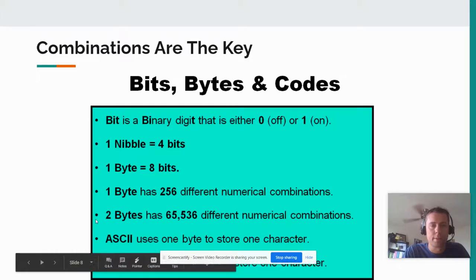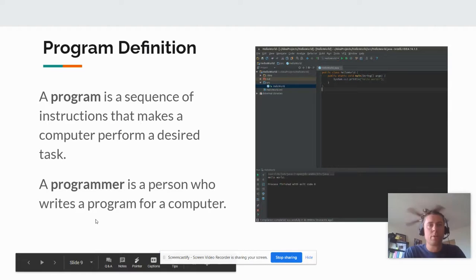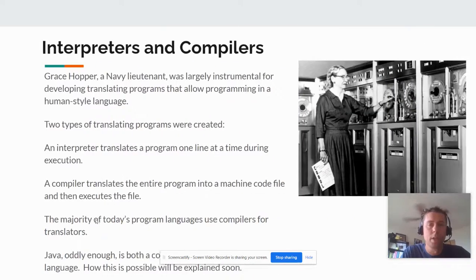Okay, let's go on to the next slide. Let's talk a little bit about programming. A program is nothing more than a sequence of characters that build instructions that can perform a specific task. And you, as the programmer, are the person writing those instructions and making all the decisions.